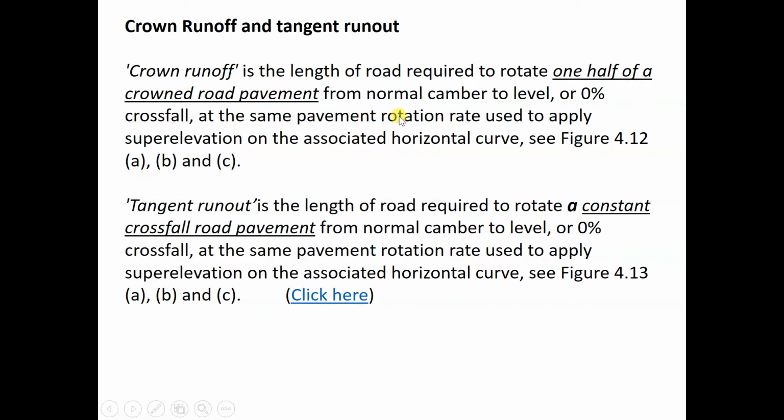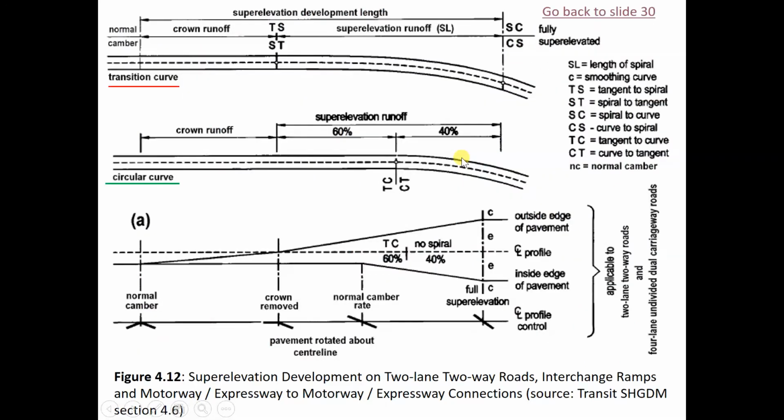Crown runoff is the length of road required to rotate half of the crowned road pavement from normal camber to level, or 0% crossfall, using the same length used to apply super elevation. So this is the crown runoff from normal camber. The crossfall could be anything, 2%, 2.5% or 3%, until 0. This one is flat, so 0% for the outside lane.